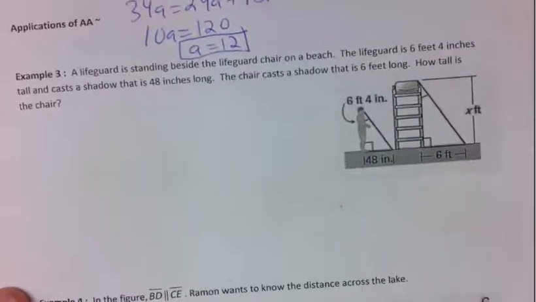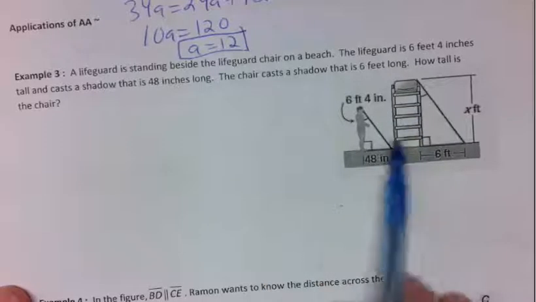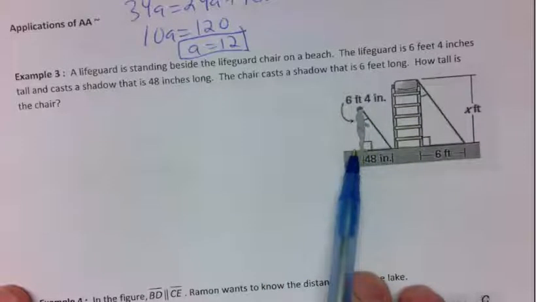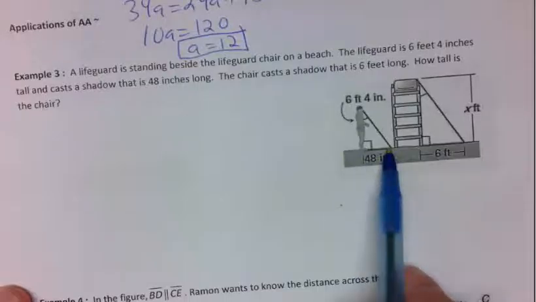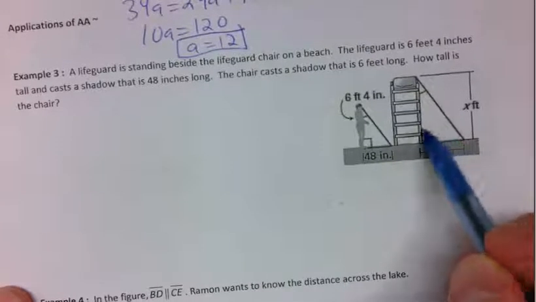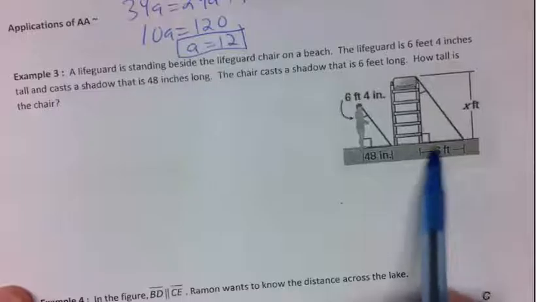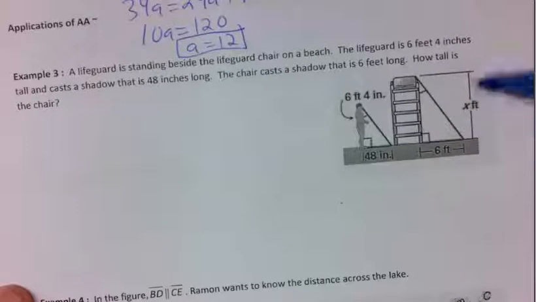This one is a person, a diver, a lifeguard, standing next to their ladder. We know the lifeguard for sure is 6 feet 4 inches. We know that his shadow is 48 inches long. The ladder, we do not know. That's what we're trying to find. And we know the ladder's shadow is 6 feet long. And we're trying to figure out how many feet high this ladder goes.